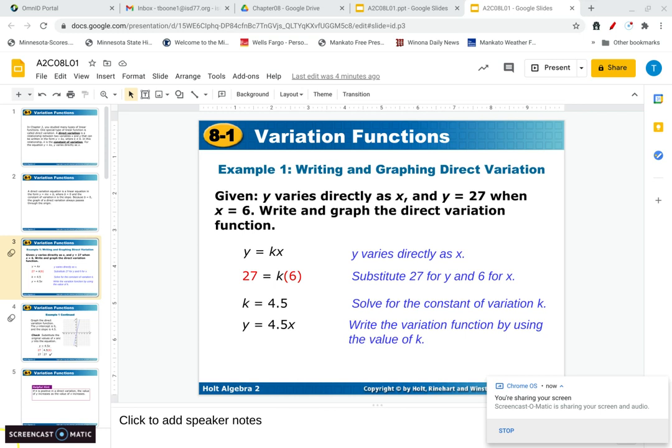Okay, welcome to Chapter 8. This is one where we're going to talk about variation. There are three types that we'll talk about: direct, joint, and inverse variation.